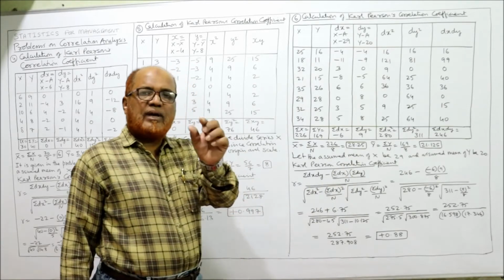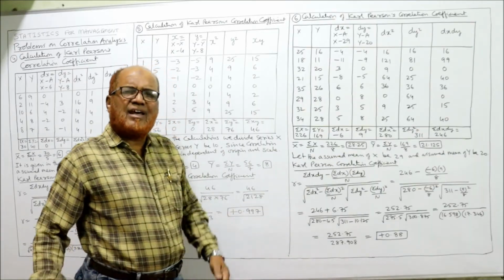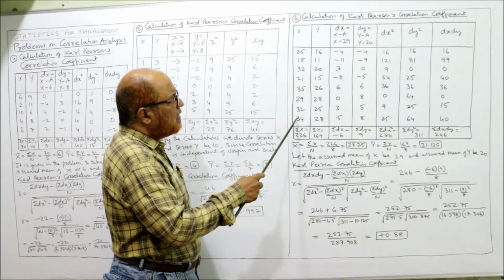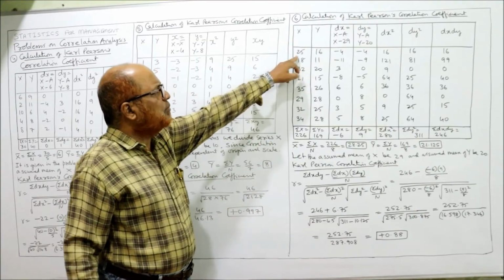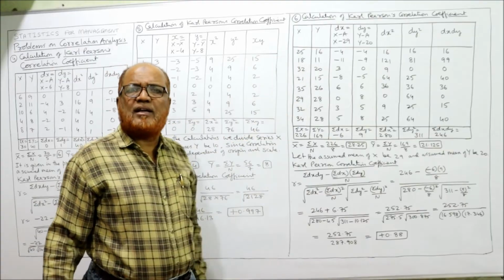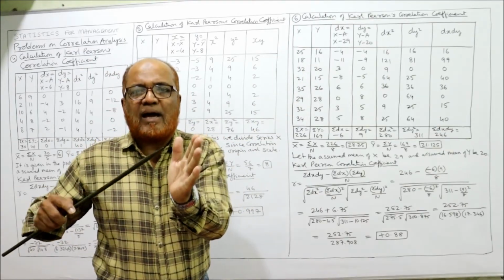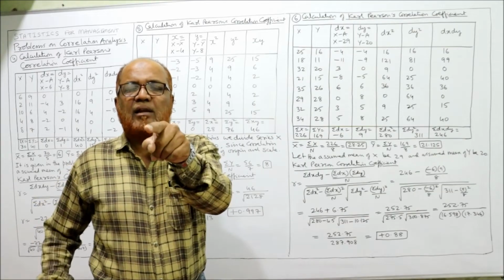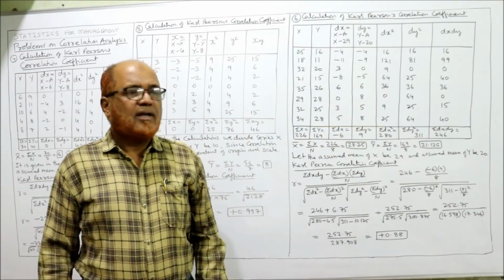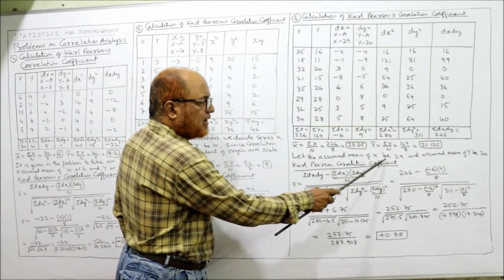So any value we can assume which should be nearest to 28.25. We can assume anything. The x values are 25, 18, all these are the values. You can take the assumed mean as 25, or you can take the assumed mean as 18. Anything you can take. But if the assumed mean is very near to the actual mean, your calculations will get reduced. Your time will be reduced.